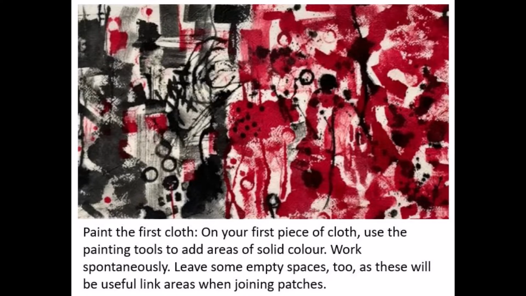So first of all, we're going to have two bits of cloth or fabric. They're going to have slightly different textures. And on your first piece of cloth, you are going to use the paint and painting tools to add areas of solid colour, linking to your theme preferably. Work spontaneously, leave some empty spaces, try and make it flow, and we end up linking up areas and joining up the two different pieces slightly later on.